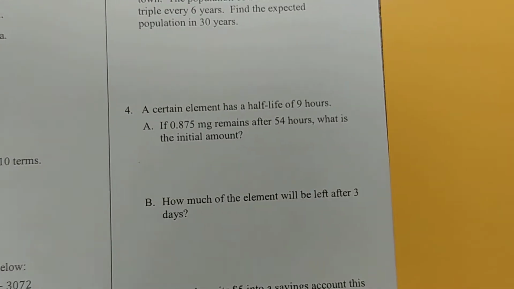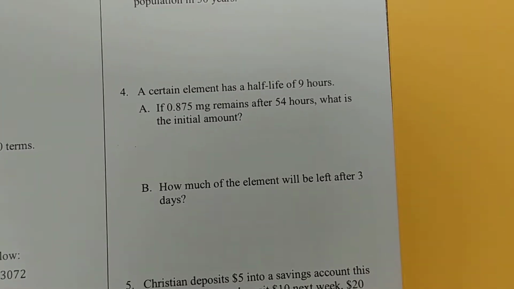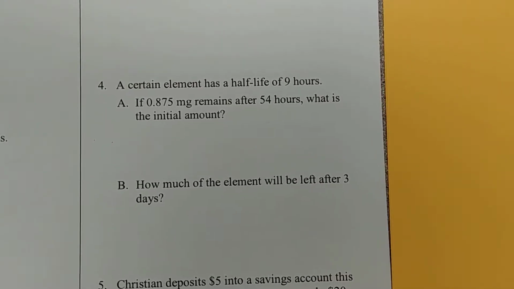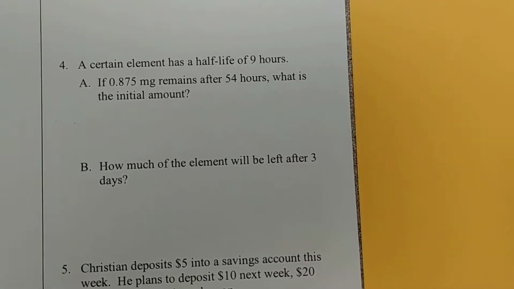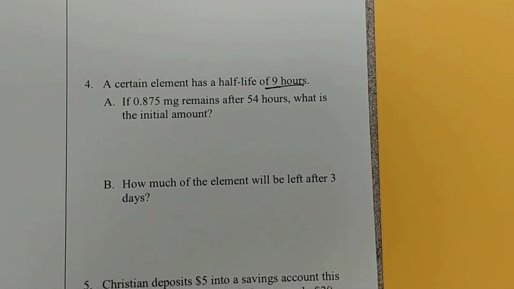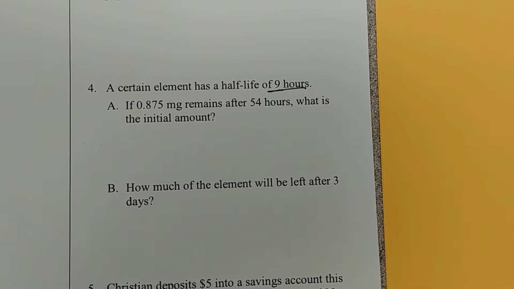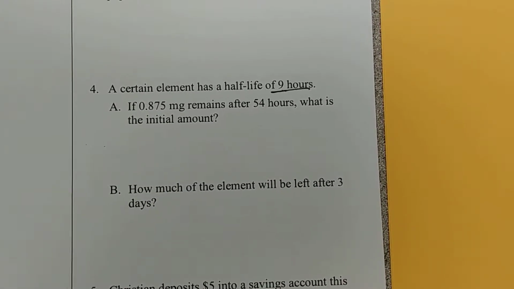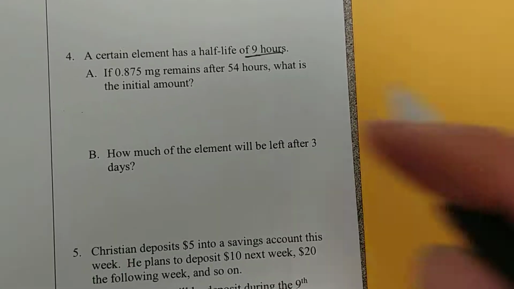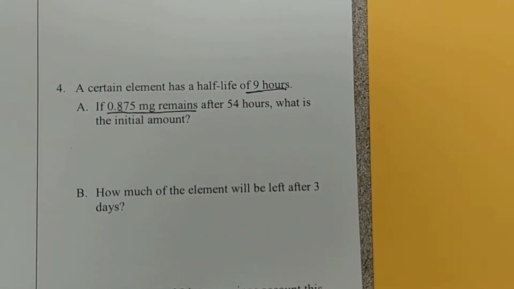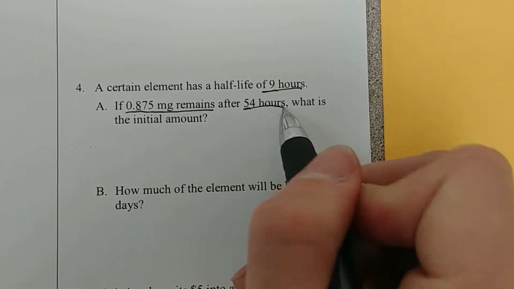So I'm going to do a few problems from the study guide. I'm going to do problem number 4. A certain element has a half-life of 9 hours. So the half-life is being given. It says if 0.875 milligrams remains after 54 hours. So this is the total amount remaining after this given time.